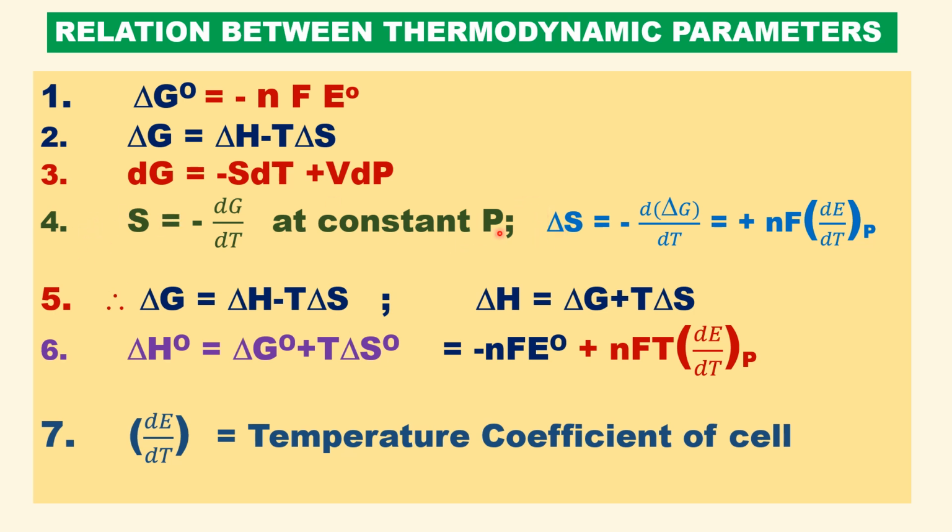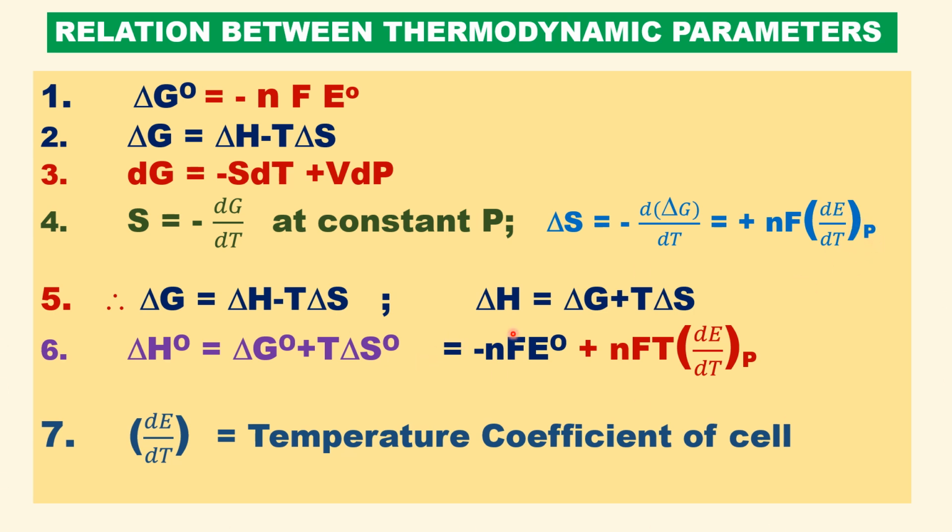So let us take the change in entropy, delta S equals minus d delta G by dT, and let us substitute. Now delta G is equal to minus nFE. Substituting here, minus minus becomes plus nF dou E by dou T at constant pressure.